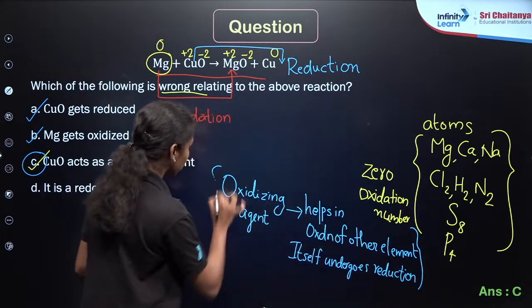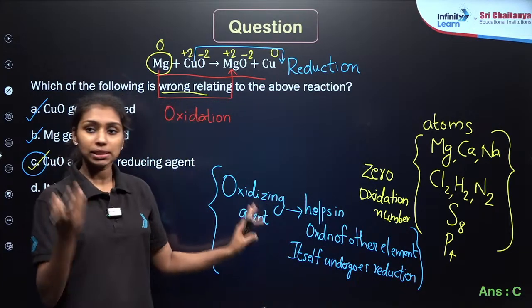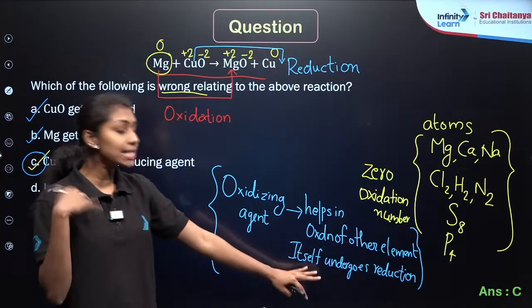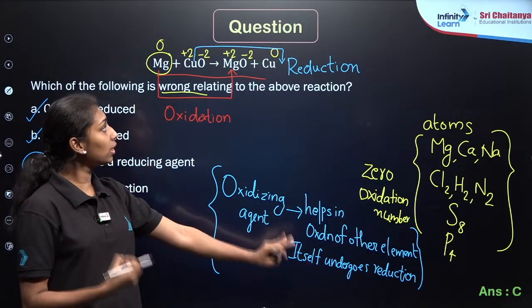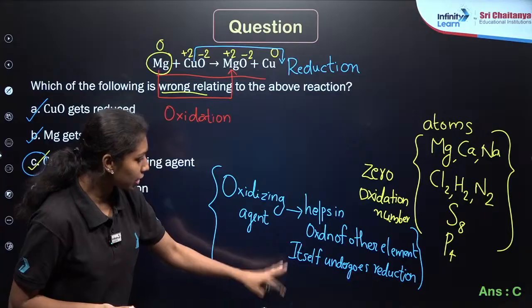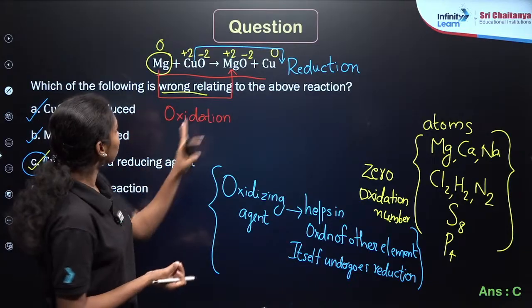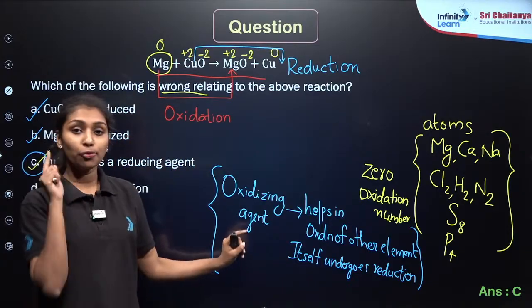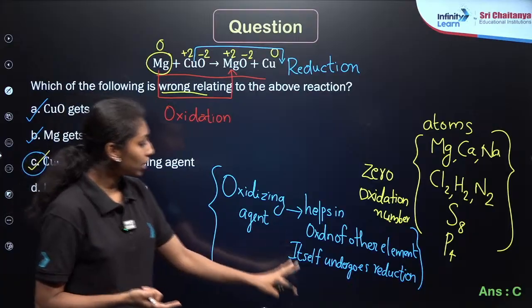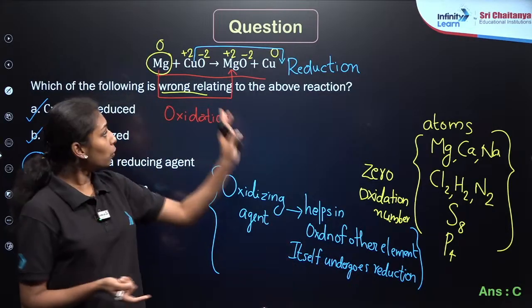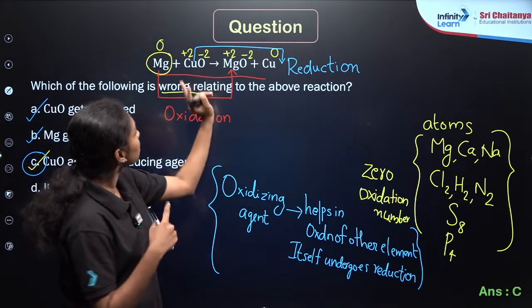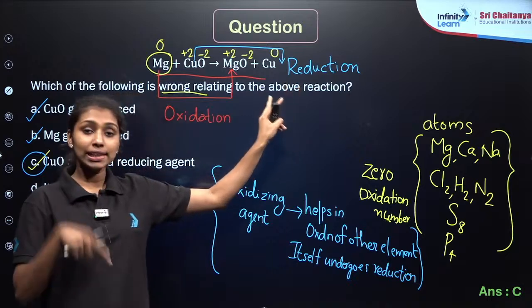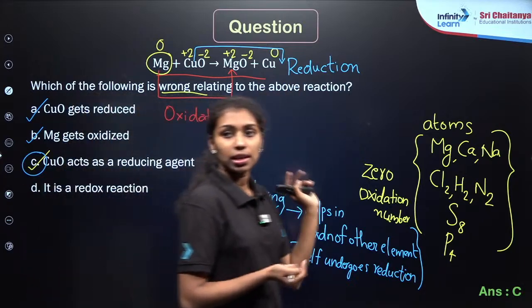This will be the definition of oxidizing agent. It helps in the oxidation of other element by itself undergoing reduction. So in order to check the oxidizing agent in any of the reactions, first step you need to check whether it is undergoing reduction or not. So if you are checking here, we can say that copper oxide is undergoing reduction, which means that it will be an oxidizing agent. Is that clear?